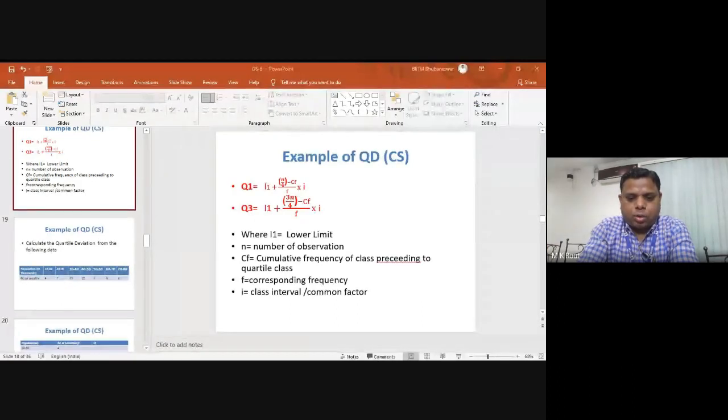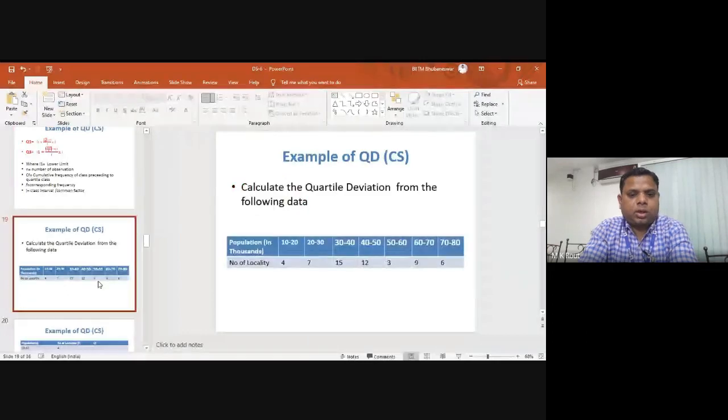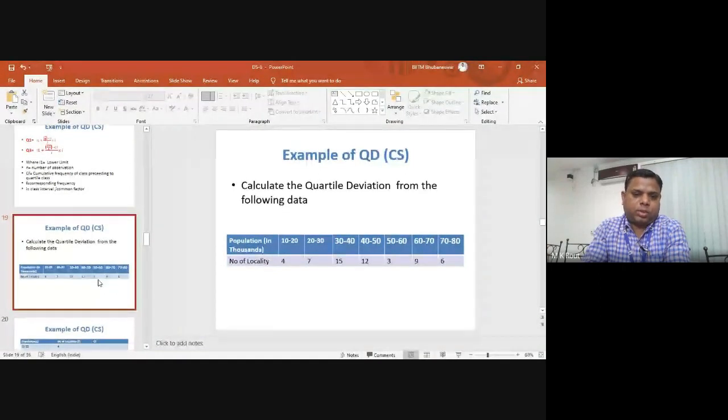Okay, fine. Move to the next one. Here the data is given in case of continuous series. Calculate the quartile deviation from the following data. The population in 1000 is given: 10 to 20, 20 to 30, 30 to 40, 40 to 50, 50 to 60, 60 to 70, and 70 to 80. Their respective frequencies are given as number of localities: 4 for 10 to 20, 7 for 20 to 30, 15 for 30 to 40, 12 for 40 to 50, 3 for 50 to 60, 9 for 60 to 70, and 6 for 70 to 80.